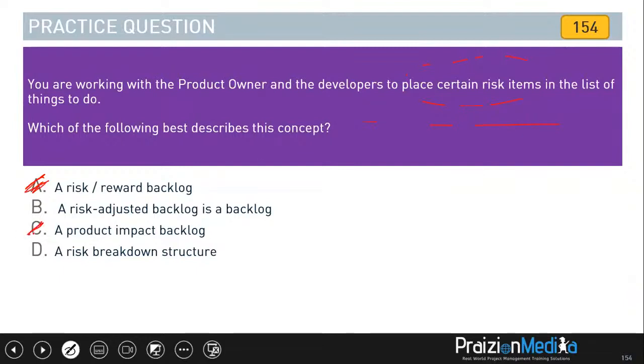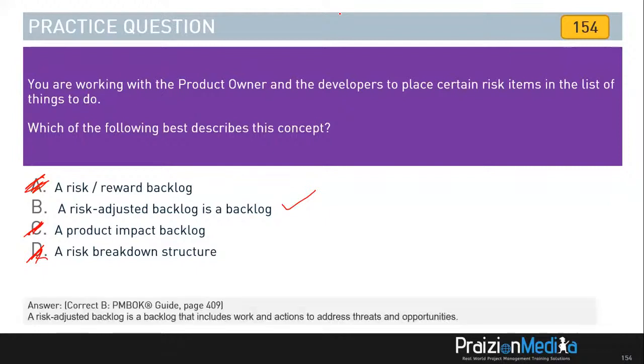Product impact backlog is a bogus word, and so is, well, risk breakdown structure is a legitimate one, but that is not where you would place these risk items in the list of things to do. It wouldn't be in an RBS. So the best answer is going to be in your risk adjusted backlog. Remember that we have a product backlog, but when it's risk adjusted, that means the mitigation actions, or whatever risk related actions are to be carried out, are now in that backlog. So the best answer is B.